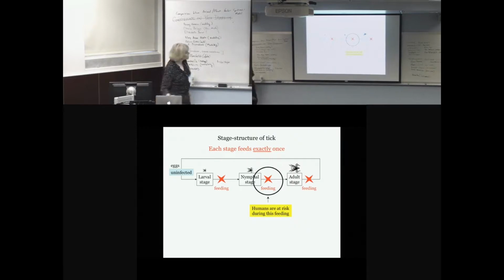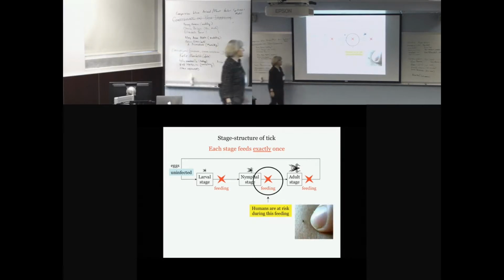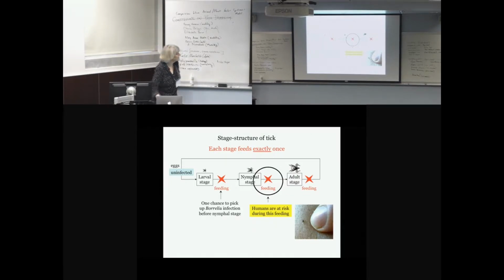So the humans are really at risk mostly just during this nymphal feeding, in part because these nymphal ticks are really pretty small and people don't notice that they've been bit by them. People usually notice when they've been bit by an adult stage, and it takes a while for the vector to actually spread the pathogen, so usually people can detect that. But these nymphal ticks are really, really teeny, and they've had one chance during the larval stage to pick up the infection. So it works out that the host for the tick during this larval feeding determines the nymphal infection prevalence.